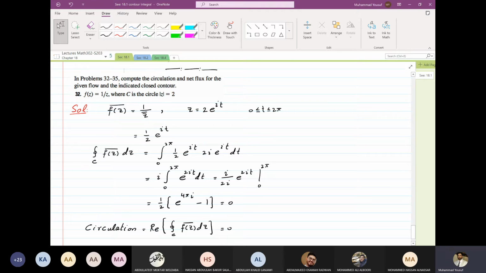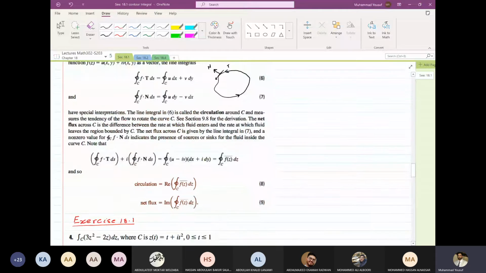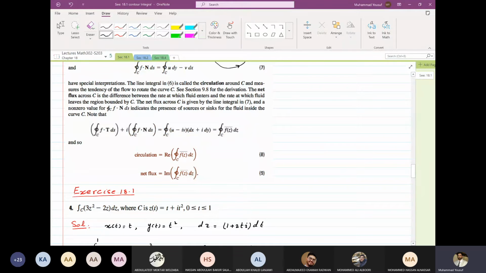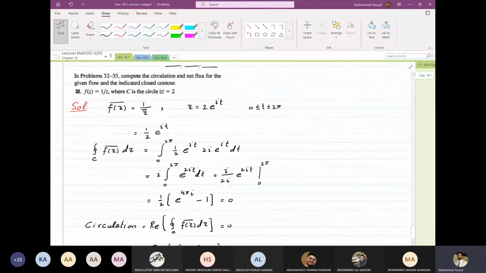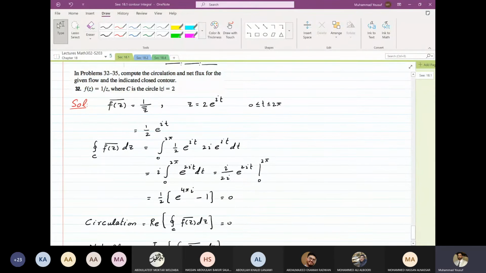Now, function here, one thing in this definition is that circulation is the real part of the integral, but after taking the conjugate. And net flux is the imaginary part of the integral after taking the conjugate of f of z. I forgot to mention this. Any f of z is a complex function, so f of z bar is also a complex function. That will not make a big difference. Instead of f of z, we will take f of z bar.